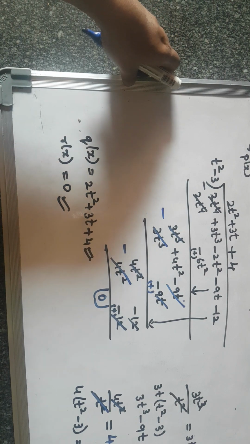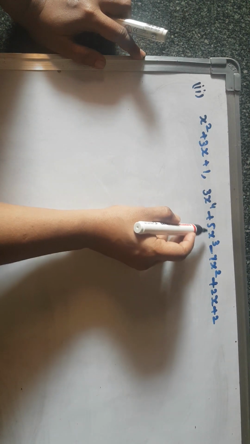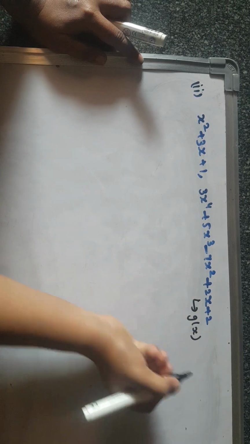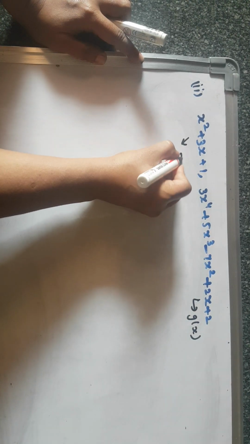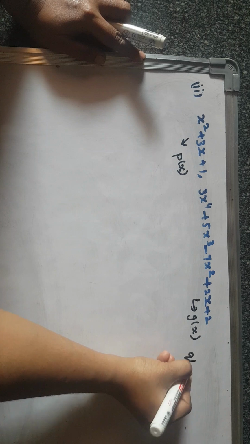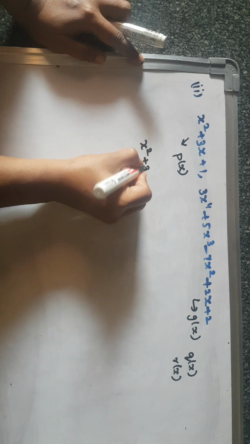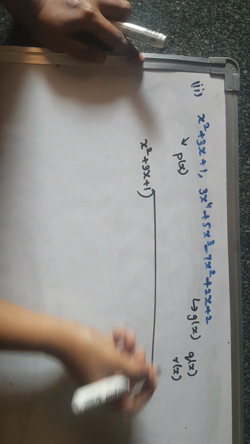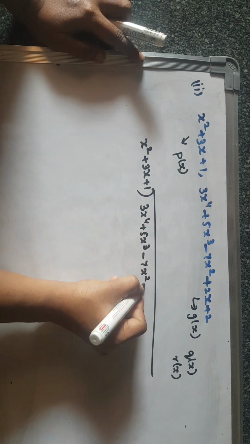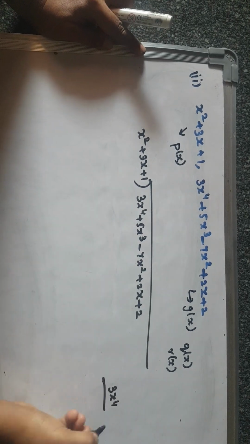Okay, comes to next question. Now comes the other question. g of x is x square plus 3x plus 1, and p of x is 3x power 4 plus 5x cube minus 7x square plus 2x plus 2. This value is given, and we have to find q of x and r of x. Okay, let us continue. Divide x square plus 3x plus 1 into 3x power 4 plus 5x cube minus 7x square plus 2x plus 2. Now divide 3x power 4 by the first term.